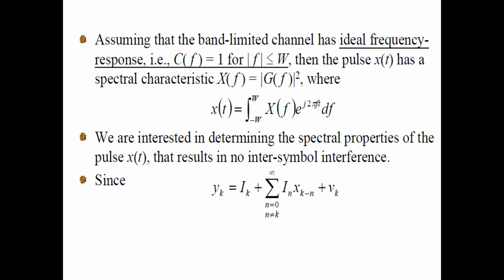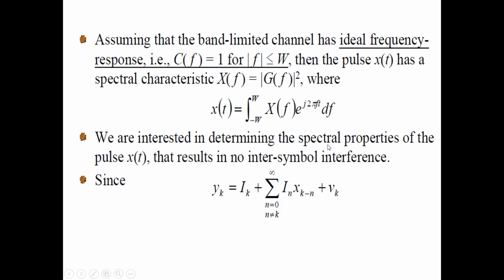Now, assuming that the band limited channel has ideal frequency response, C(f) equal to 1, which is the frequency domain response of the channel for mod f between minus W to W, within that range the frequency response is 1, that means constant. Then the pulse x(t) has a spectral characteristic. So this will be the spectral characteristics of the pulse expressed in terms of the x signal.